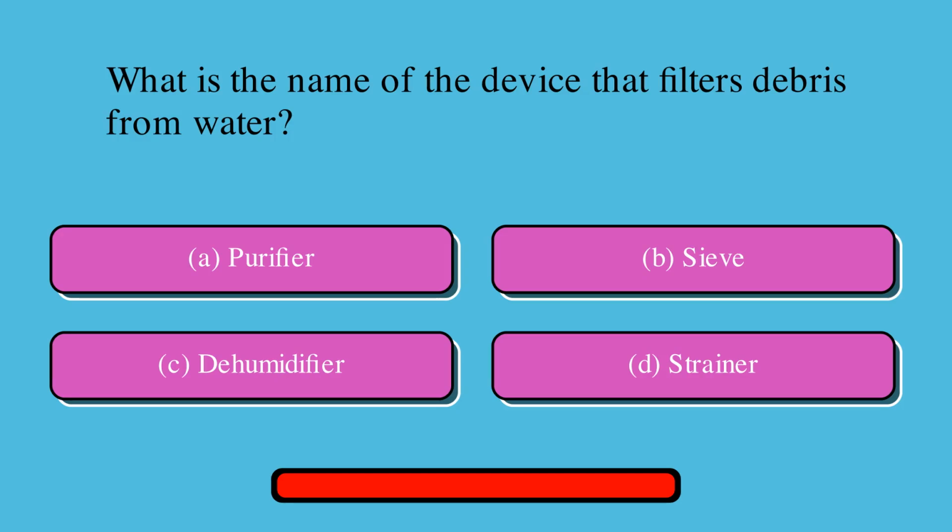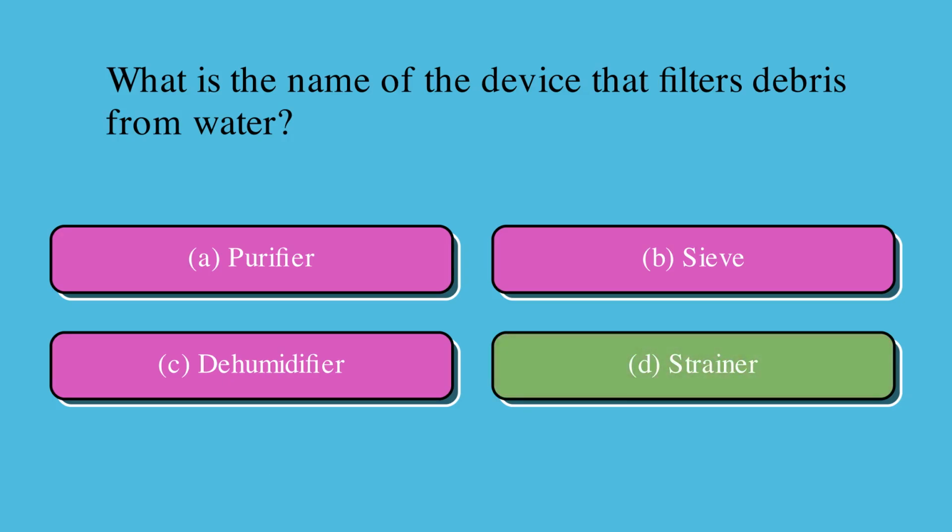What is the name of the device that filters debris from water? Is it A, purifier, or B, sieve, or C, dehumidifier, or D, strainer? The correct answer is D, strainer.